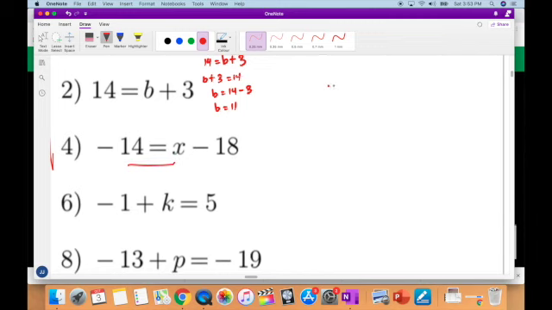So with this one now, I have negative 14 is equal to x minus 18. That is not x, I'm dyslexic. So let me just rearrange it. X minus 18 is equal to negative 14. I didn't change anything there. It's all still the same. And now I can just fling the negative 18 across. So x is equal to negative 14 plus 18.